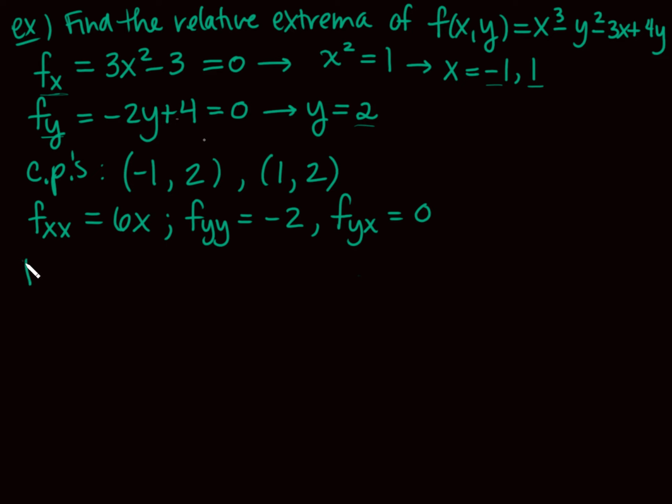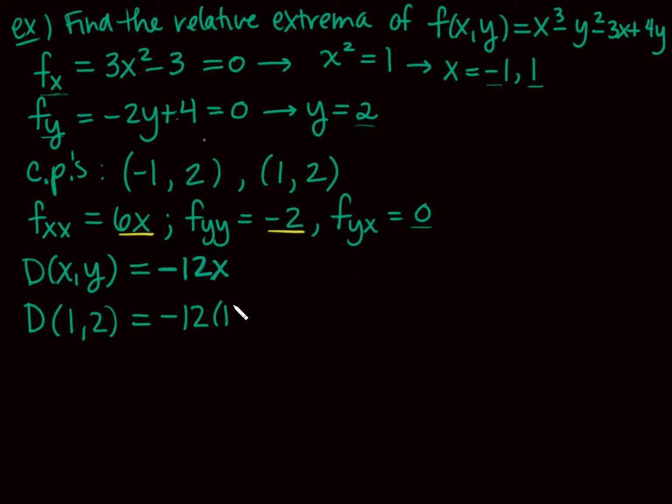That's lovely. So here is what my second derivative function is going to give us. So remember, I take f sub xx times f sub yy, right? And that is going to be negative 12x. And then I'm going to subtract this 0 right here, which is just 0, obviously. All right, so let's plug this in. So I'm going to plug in 1, 2 first. So if I plug in 1, 2, I'm just plugging in the x value because that's all we have.